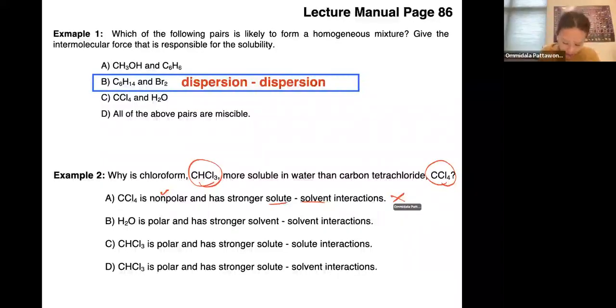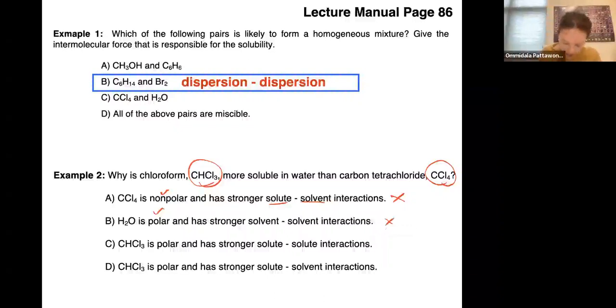Okay, now let's take a look at choice B. Choice B, water is polar. Okay, that's correct, and has stronger solvent interaction. If you have solvent interaction very strong, it doesn't want to accept solute at all, right? So if this is true, then chloroform would not be able to mix with water. Okay, so in this case, this is not quite true.